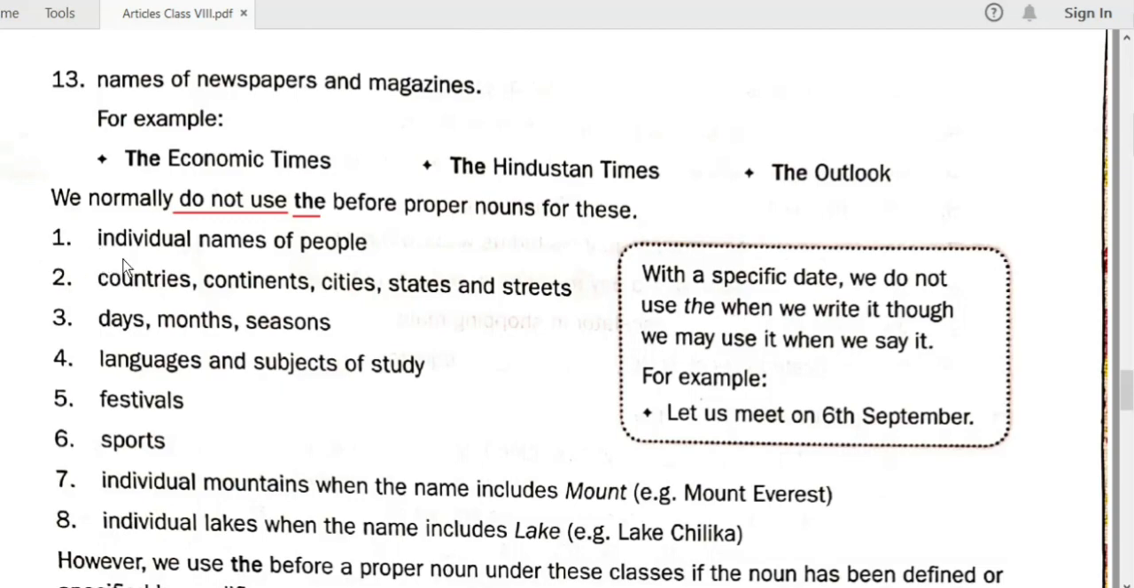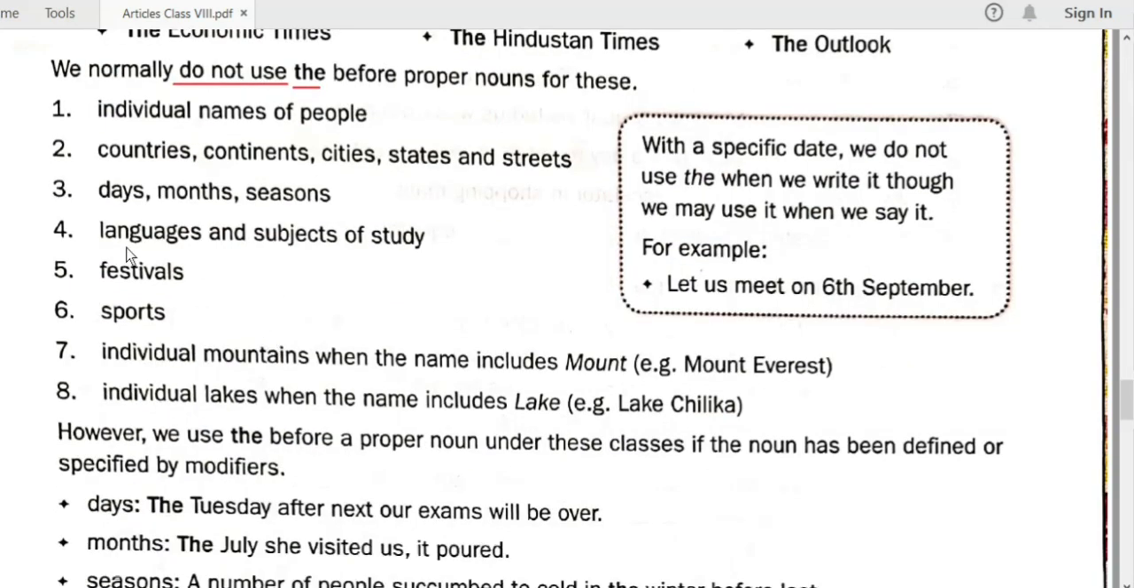See here, individual names of people like Shyam: before Shyam we don't use the. Countries, continents, cities, states and streets: there we don't use the. Days, months and seasons: all these are proper nouns, so we don't use the. Languages and subjects of study, like English: when English is used simply, it is a language. But when we use the English, it represents the Englishmen.